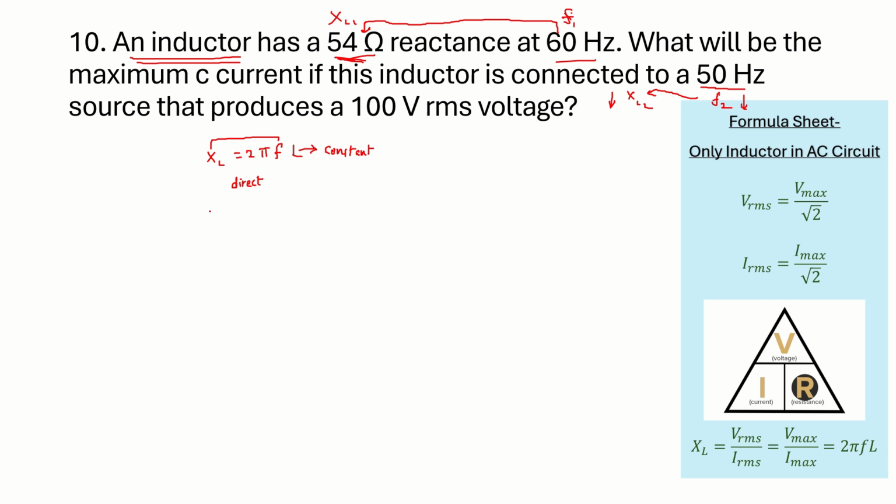Okay, so in these cases, when two cases are there, we can write like this: XL1 over XL2, which is equal to F1, because all other things are constant, F1 by F2. So let's substitute all of them. XL1 is 54 over, we don't know, XL2 we have to calculate. The frequency is 60 over the 50. So let's rewrite. We have to calculate XL2, which is equal to 54 times 50 over 60. The answer is 45. Yes, we got the answer less than 54.